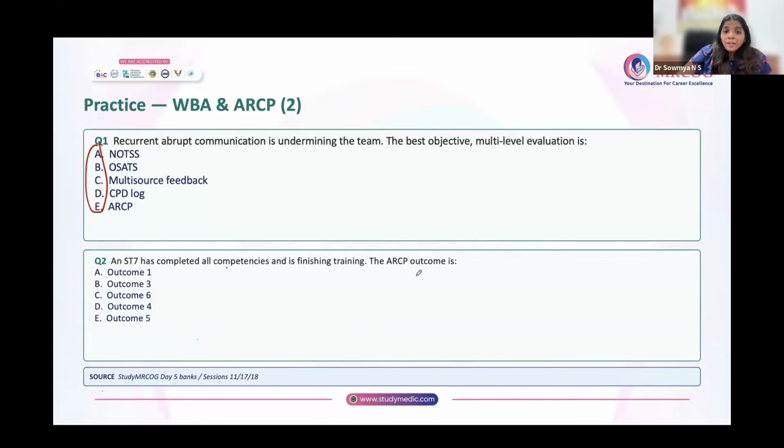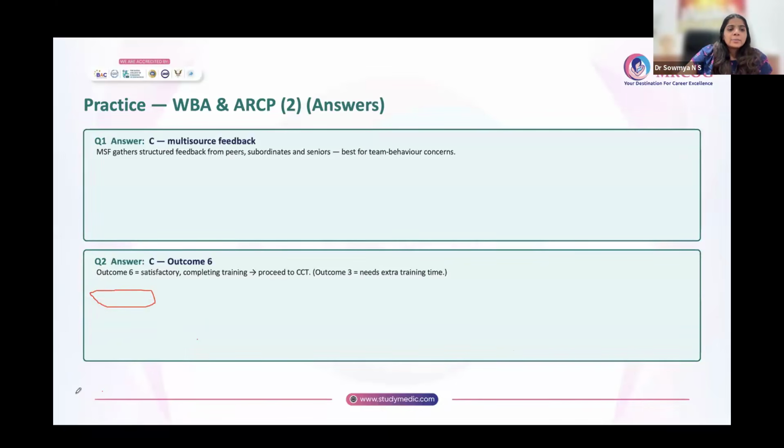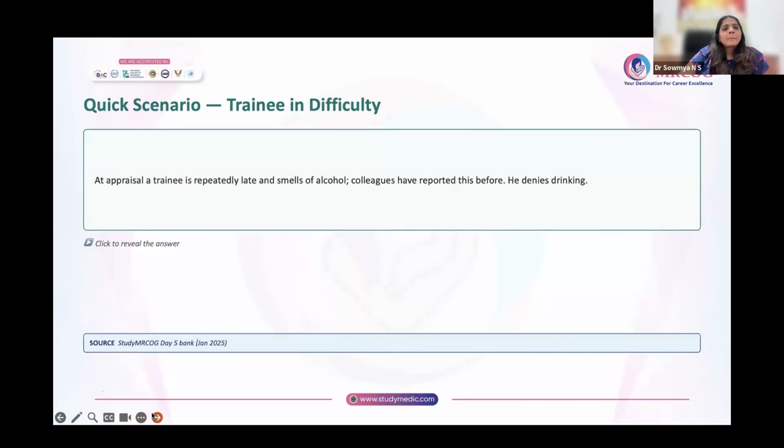ST7 has completed all competencies and is finishing training. RCP outcome is, again, if you know this, then you will close your eyes and mark, isn't it? Who is this who is marking the answer? Guys, my goodness. Okay. The first one is multi-source feedback because it's multiple levels, and the next one is outcome 6, as you are all aware.